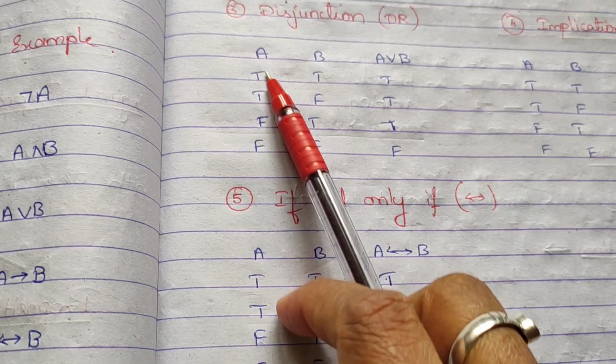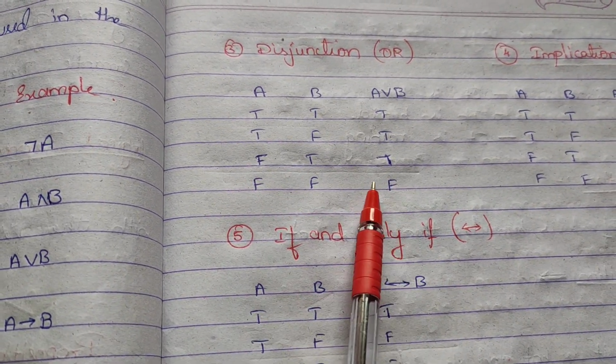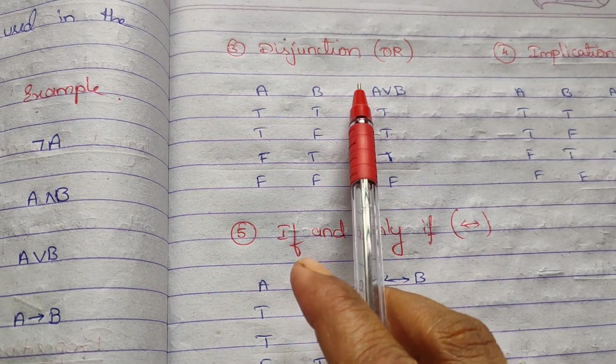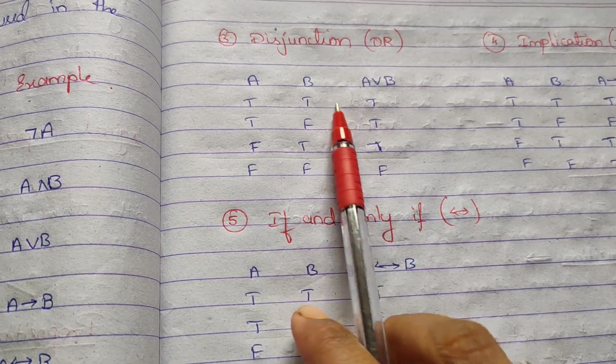Next is a disjunction, which is nothing but an OR operation. If both the inputs are false, the output will be false. In all the rest of the cases the output will be true.